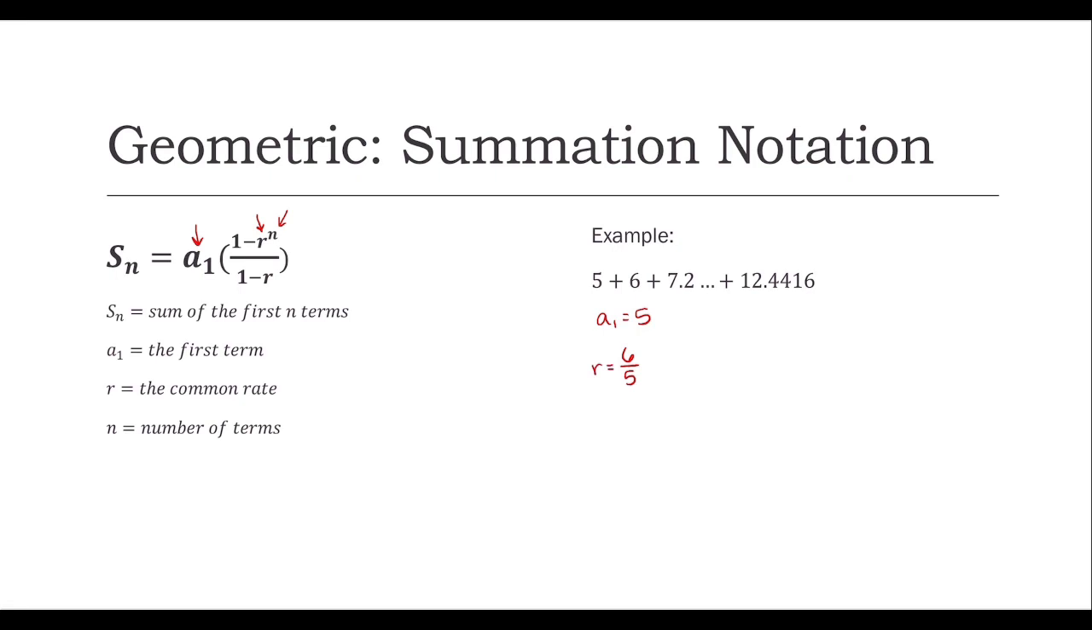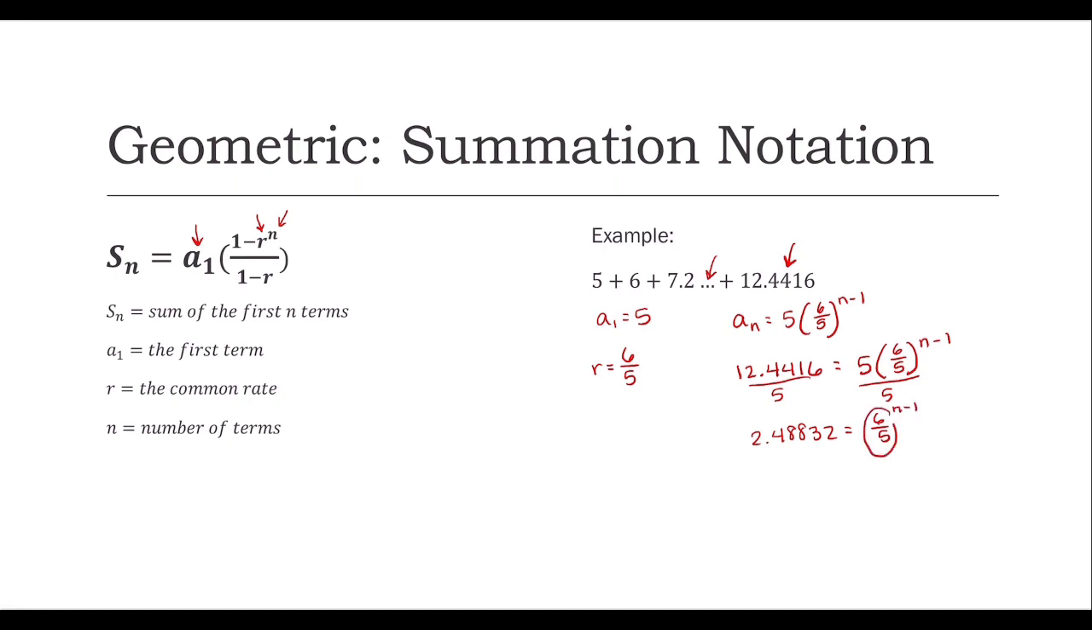And then we don't know the number of terms because there's this ... right here. So to find the number of terms, we're going to write our explicit formula. So we have a sub n equals a sub 1, 5, times 6/5 to the n minus 1. And we want to figure out what number term this last one is. So we have 12.4416 equals 5 times 6/5 to the n minus 1. So we'll divide both sides by 5. Then we get 2.48832 equals 6/5 to the n minus 1.